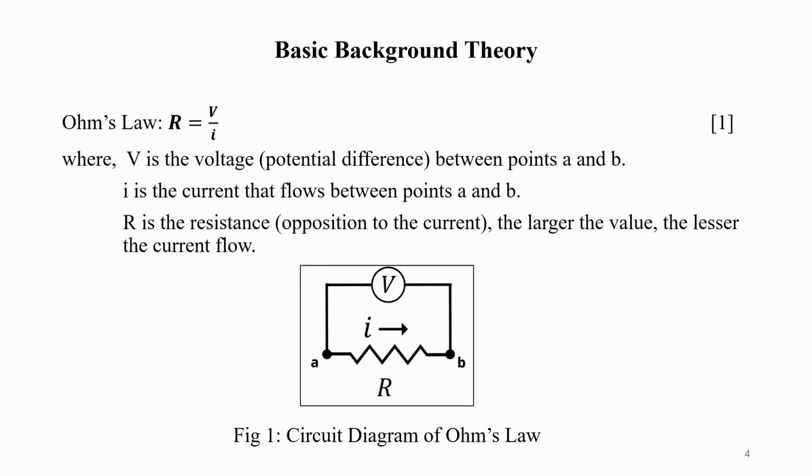Basic background theory. To understand impedance, we start with a very basic theory, Ohm's law. Ohm's law tells us the resistance is equal to the voltage V divided by the current I. This works perfectly in a simple DC circuit where the voltage is constant and the current is constant. However, in an AC system, things become more complicated. The current and voltage constantly change with time, usually in a sinusoidal wave.